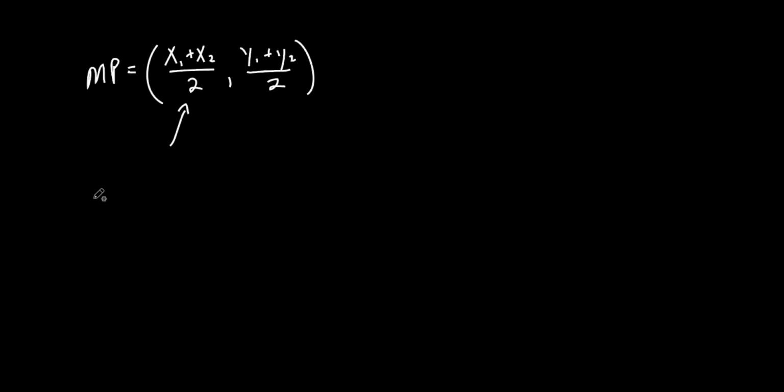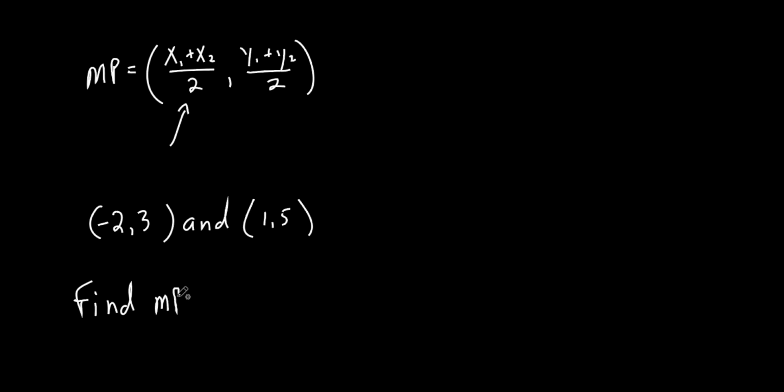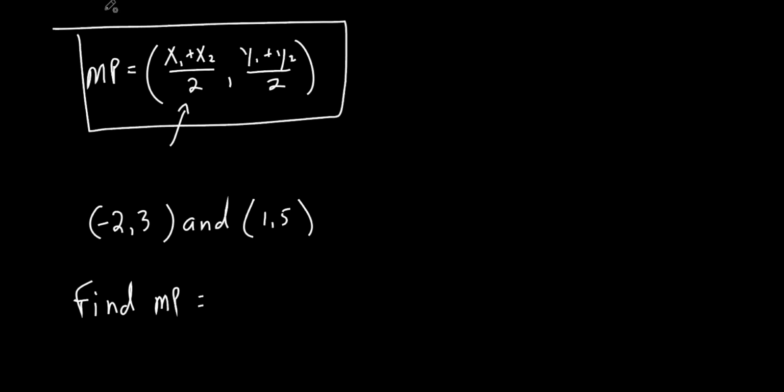So here's the question. It says find the coordinates of the midpoint between these 2 points right here. So here's one point, and here's another point. Find the midpoint. First thing I would do is write down this little formula and then plug it in. So I write it as an ordered pair. So I put my parentheses and my comma. I know I'm dividing everything by 2, so I'm going to divide them both by 2.